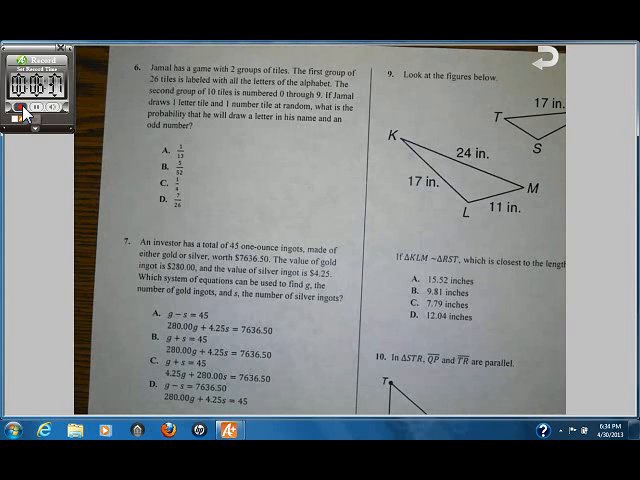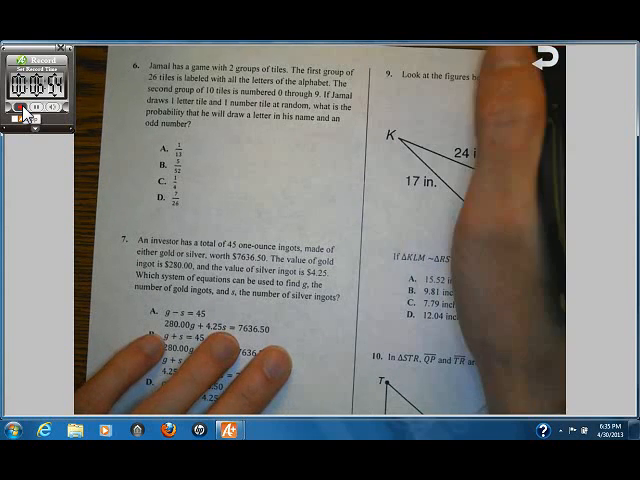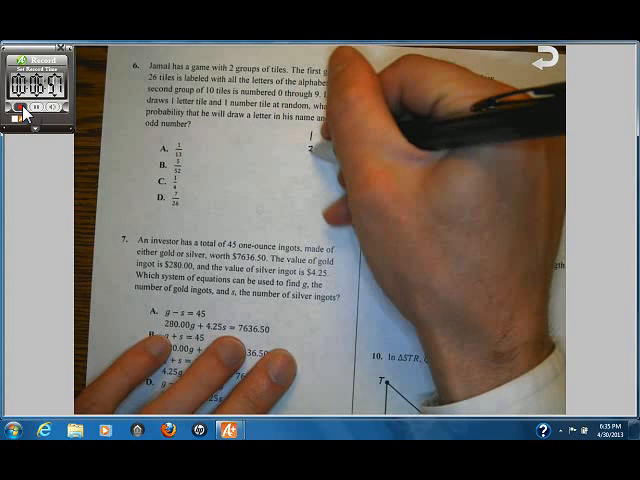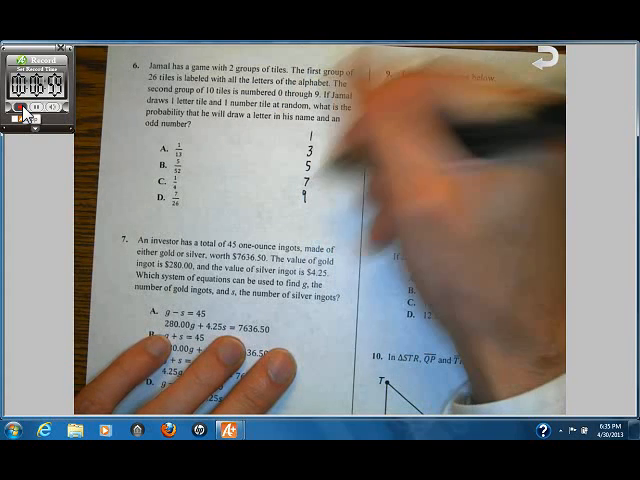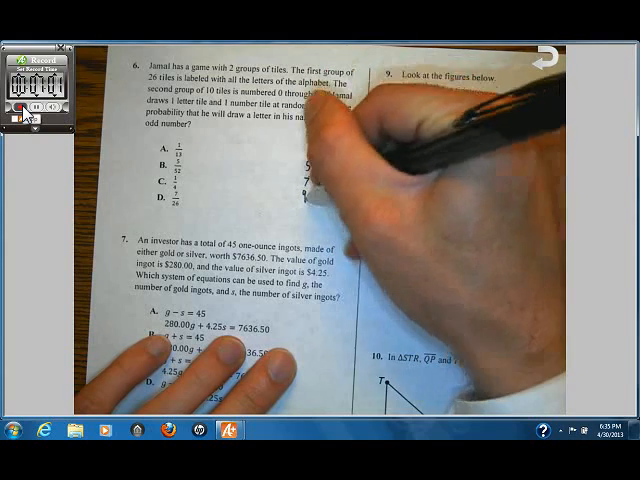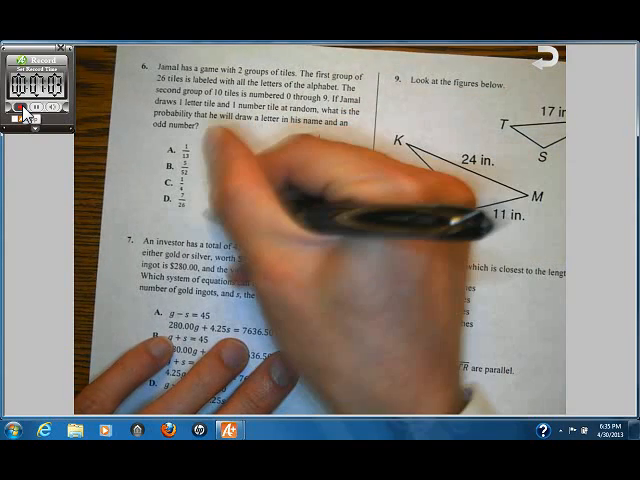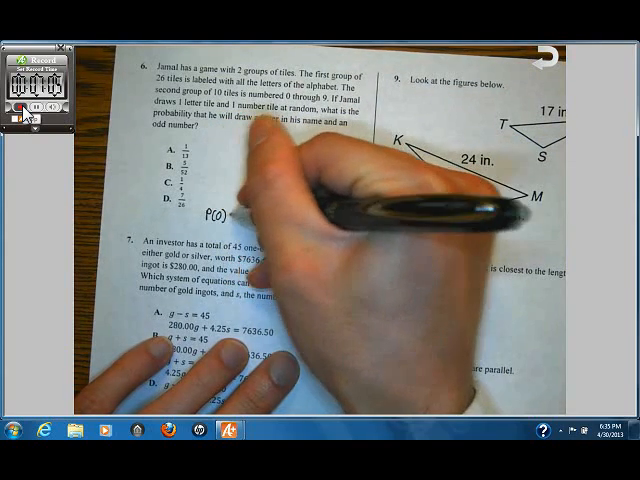Jamal has two groups of tiles. The first group of tiles, 26 tiles, are labeled with letters of the alphabet. The second group of tiles are numbered 0 through 9. Jamal draws a letter and a number. What is the probability that he will draw a letter in his name and an odd number? Okay, so first of all, your odd numbers are 1, 3, 5, 7, and 9, which is 1, 2, 3, 4, 5. So the probability of drawing an odd is a 5 in 10 shot, or 1 out of 2.